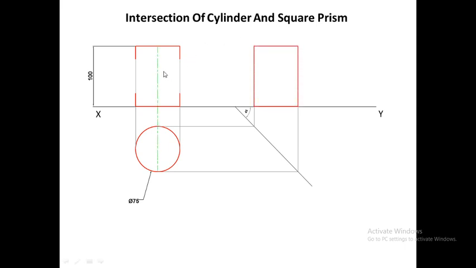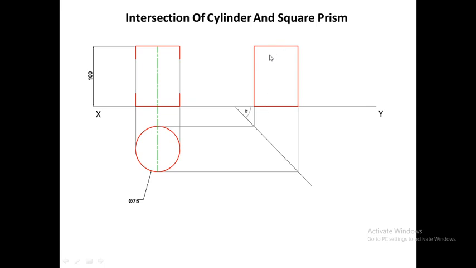So we have completed the front view, the top view and side view. The height will be equal to 100 mm in side view also. You have to project the height directly from the front view. So you can project this line so that you can mark the height in the side view.